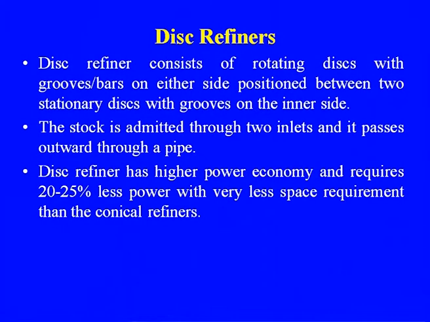Now the disc refiner, as I told you, consists of rotating discs. We have two discs with grooved bars on either side, positioned between two stationary discs with grooves on the inner side. The stock is admitted through the two inlets and passes outward. This refiner has higher power economy and requires 20 to 25% less power, with very little space requirement, than the conical refiner. So it is more economical, and the capacity is high. This is the advantage of the disc refiner.